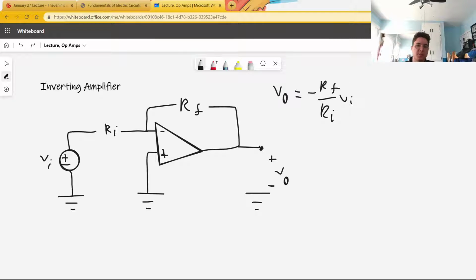Remember the fundamental assumptions of op-amps. These two voltages are the same relative to the ground. That means that because this voltage is zero, this voltage is also zero. Thus, we now know the difference between this voltage and this voltage. It's simply VI, and so we can determine the current across Ri. This current, which we shall call I1, is equal to VI over Ri.